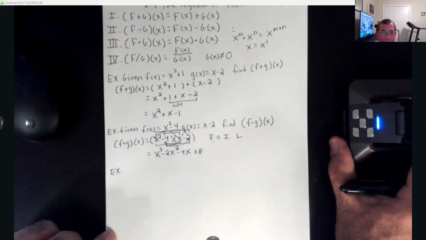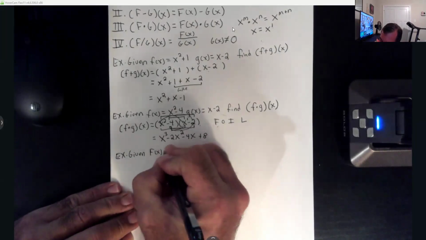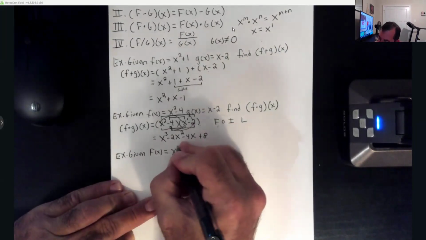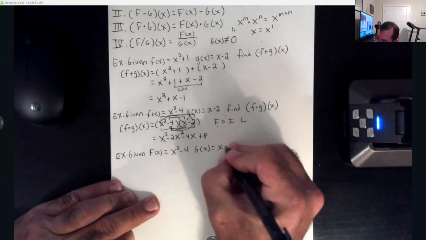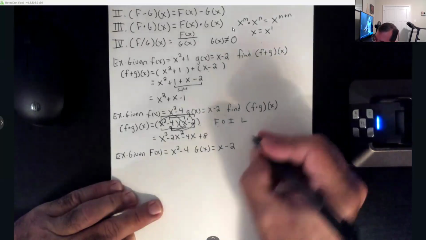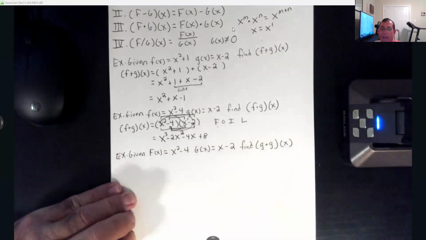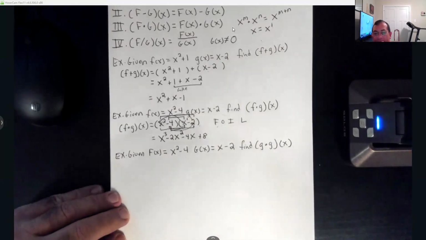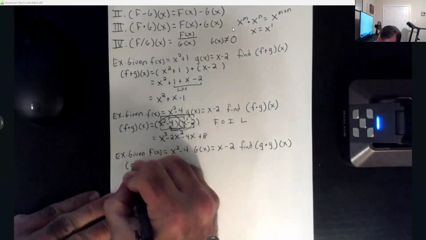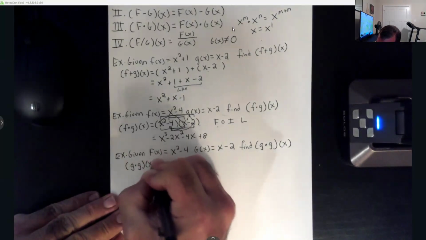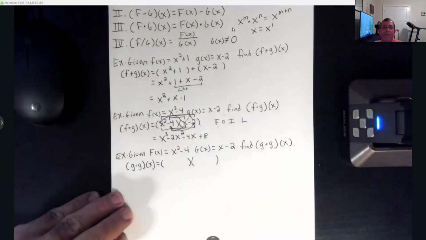All right, y'all, so let's play with this next one and see what they're doing here. So this one we're given f of x equals x squared minus 4, g of x equals x minus 2. They want us to find g times g of x. All right, so a little multiplying again. So I'm going to come over here and do my g times g of x, my first function times my second function.